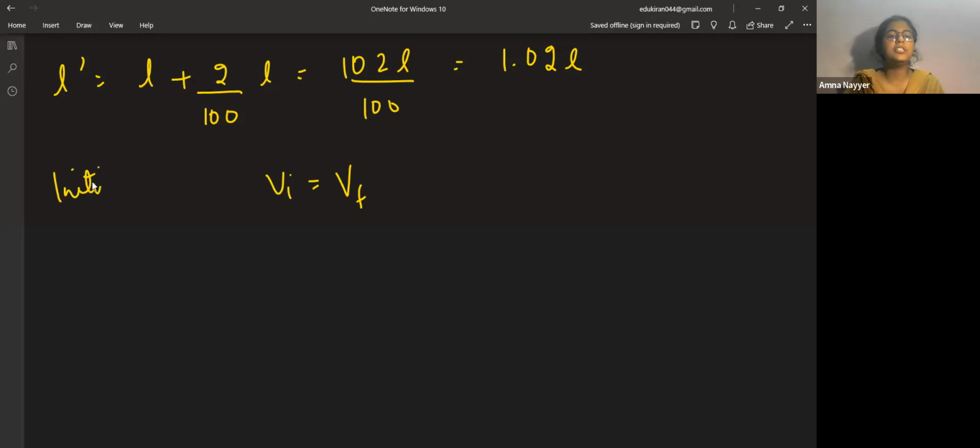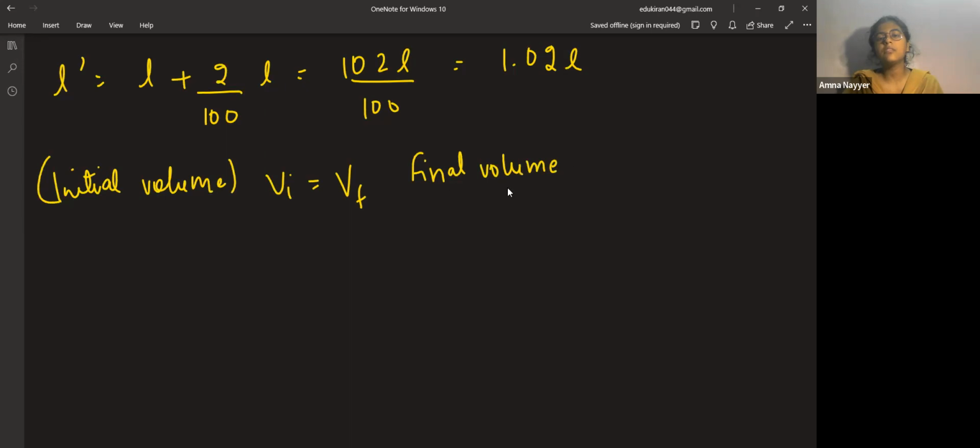This is the initial volume, and this is the final volume. So how do we write volume? Volume is always written as area of the cross section multiplied by the length. So this becomes A L initially, and finally you have A prime L prime, the new length.